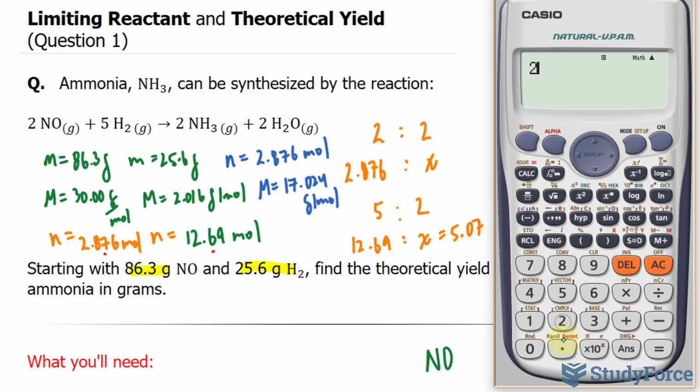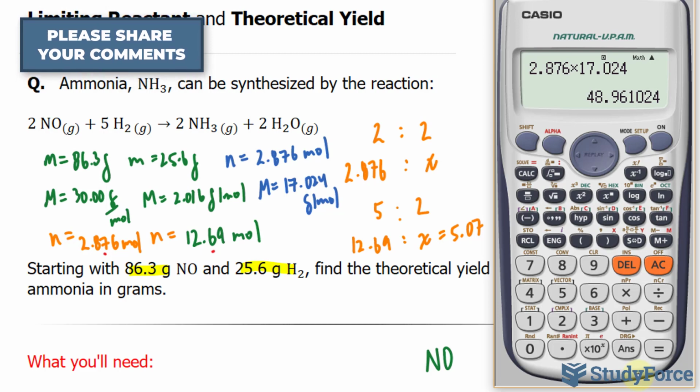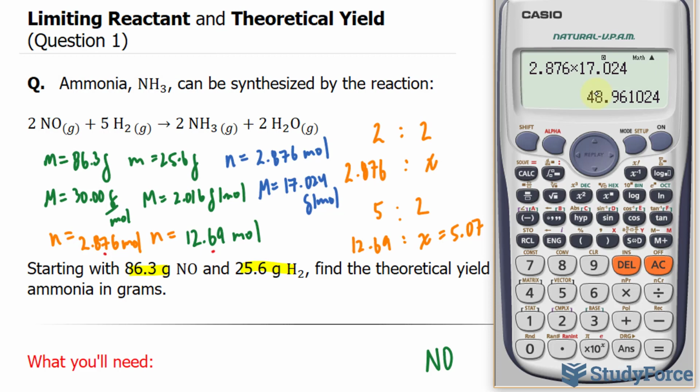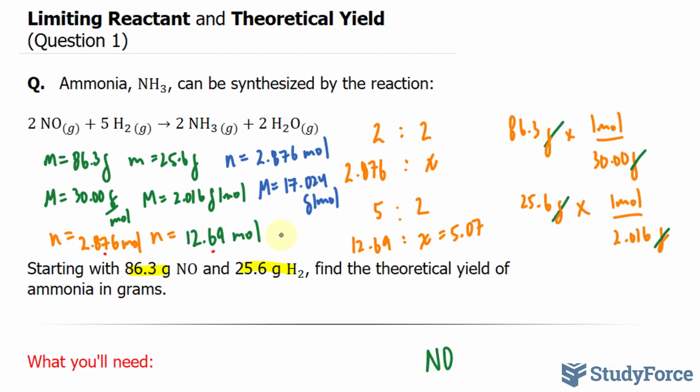By multiplying the number of moles with the molar mass, I'll get the grams. So I'll take 2.876, multiply it by 17.024, and this gives me 48.96. Given that we need 3 significant figures, this 9 will go up to 0, and we're left with m equal to 49.0 grams. Highlighting this number, 49.0 grams represents the theoretical yield of ammonia gas in grams.